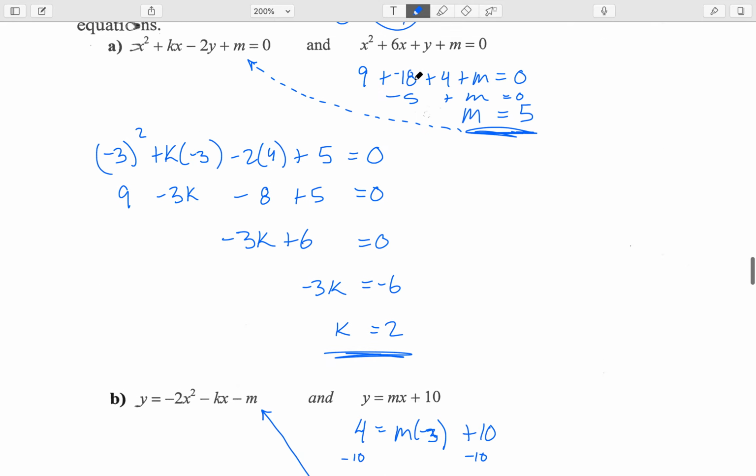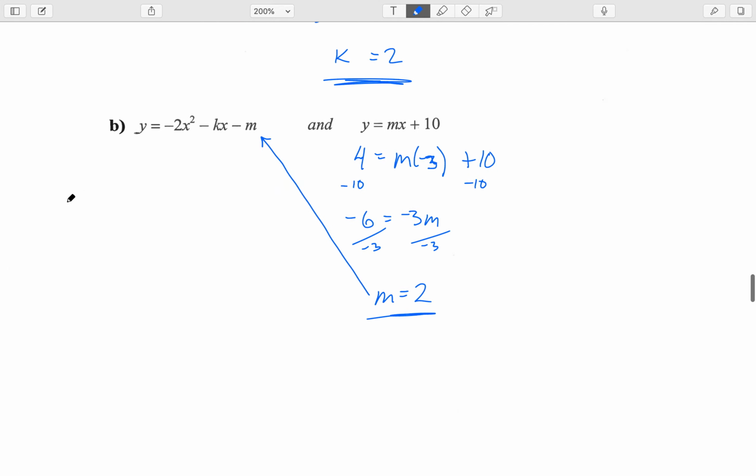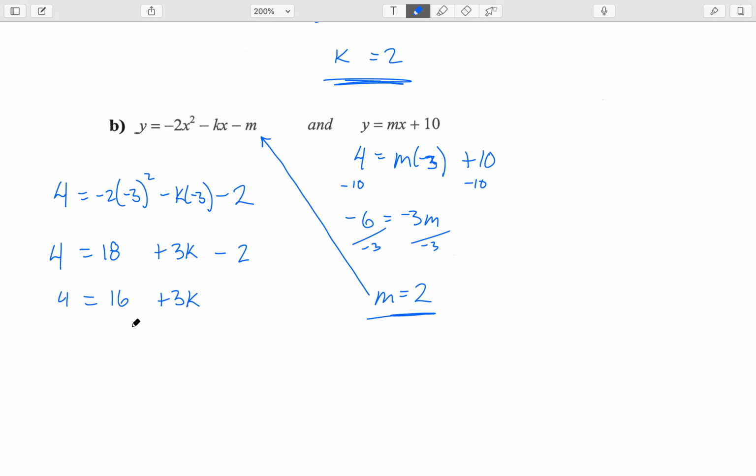Let's do it. Y, so in other words, 4, is equal to negative 2 times negative 3 squared minus k times negative 3 minus m. And m is 2. So 9 times negative 2 minus 18, 4 is equal to minus 18 plus 3k minus 2. So this is 16 plus 3k is equal to 4, minus 16 from both sides. I'm going to get minus 12 is equal to 3k. So now divide by 3, divide by 3. K must equal negative 4.